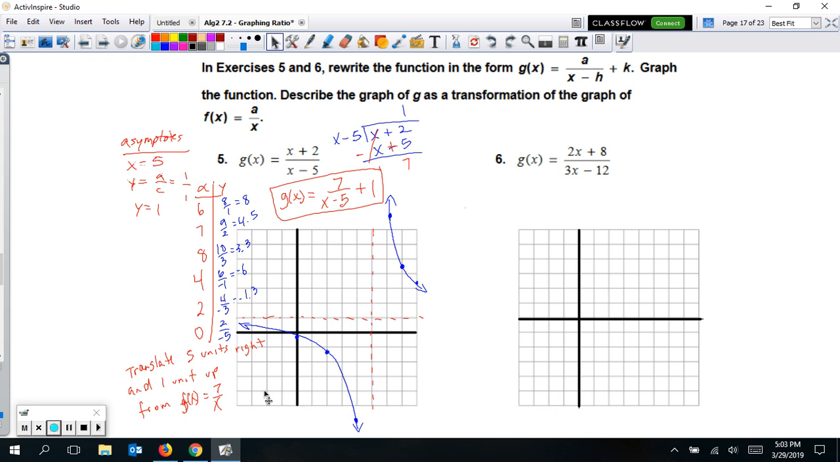So that's what we can say. Translate 5 units right and 1 unit up from this graph of 7 over x. Alright, our last one here, number 6. So the first thing we're going to do is change the form here. So we got to do our division like we did before. So long division, the numerator goes underneath and the denominator goes on the outside.